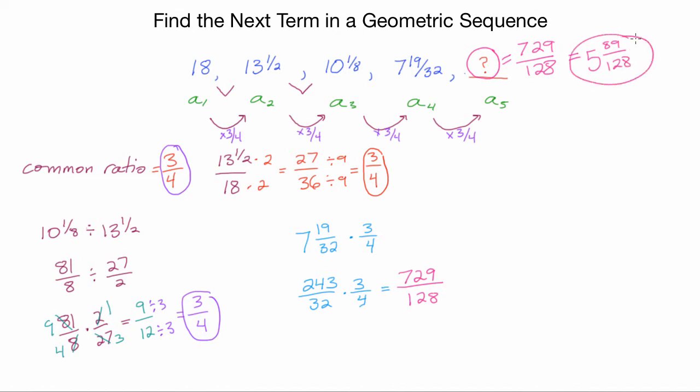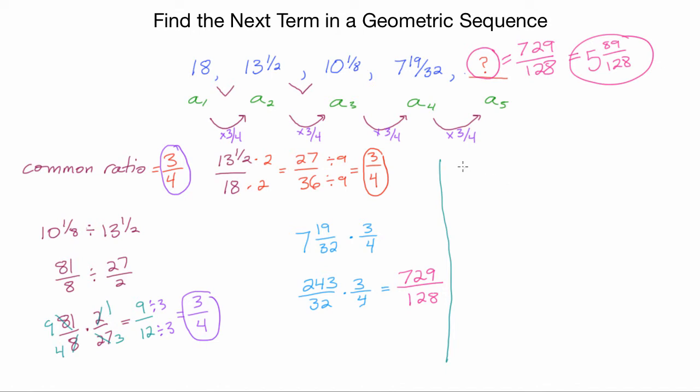All right, so that's one way to go about doing it. We found the common ratios, we double checked it, we did it a couple of times, and then we actually did the math to find the next term in the sequence. Now I want to show you another way that's kind of cool. If you see a bunch of fractions in a geometric sequence, I would go ahead and turn them into an improper fraction ahead of time.